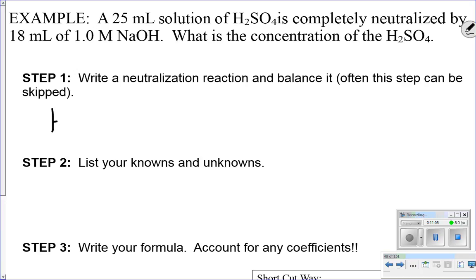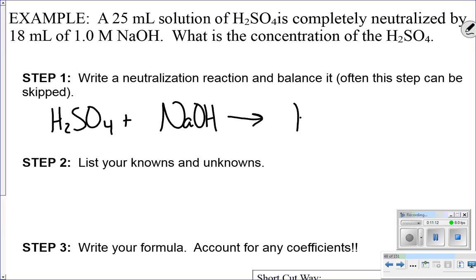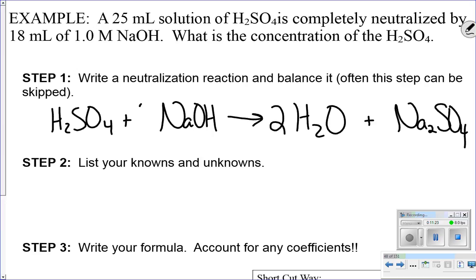If we were to write a neutralization for this, what's important to keep in mind here, and you may remember this, is that since we have these 2 hydrogens right here, we actually create 2 waters, and it requires twice as much base. So we need twice as much NaOH so we can get all those OHs to cancel out the 2 acidic protons that each sulfuric acid brings to the table. So we're going to have to account for that in step 3.